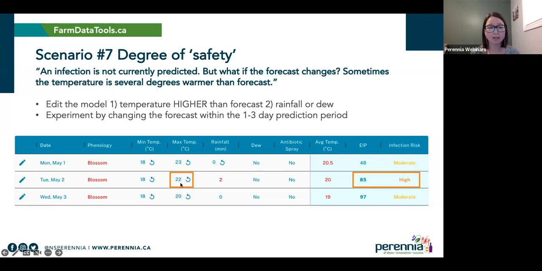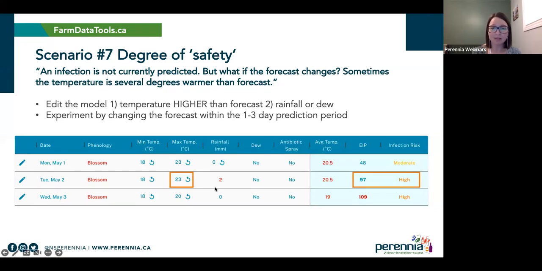So I've got a high of 22 degrees here, and the corresponding bacterial population is 85. So what happens if I increase this to 23 degrees? And you can see the bacterial population increases to 97. So 97% is getting very concerning. Oftentimes, we find locally that 97 is enough to cause an infection too. So you wouldn't necessarily want to wait exactly for that 100 threshold.